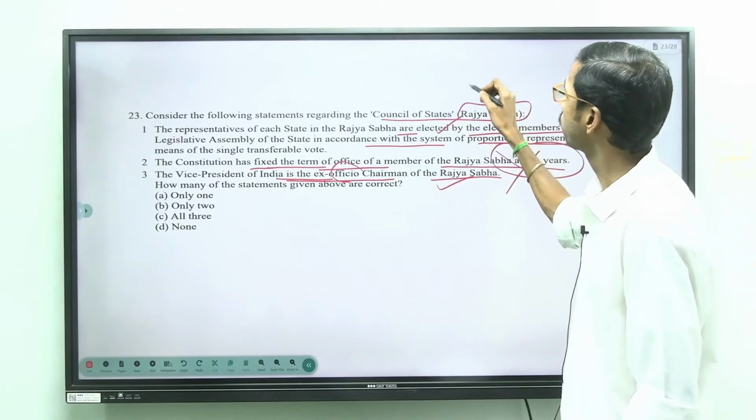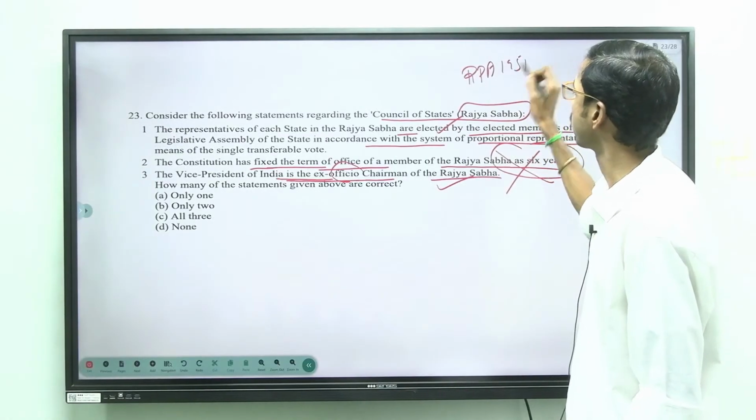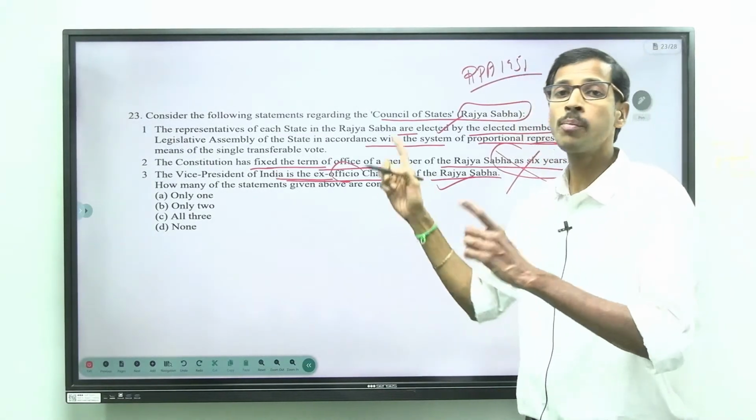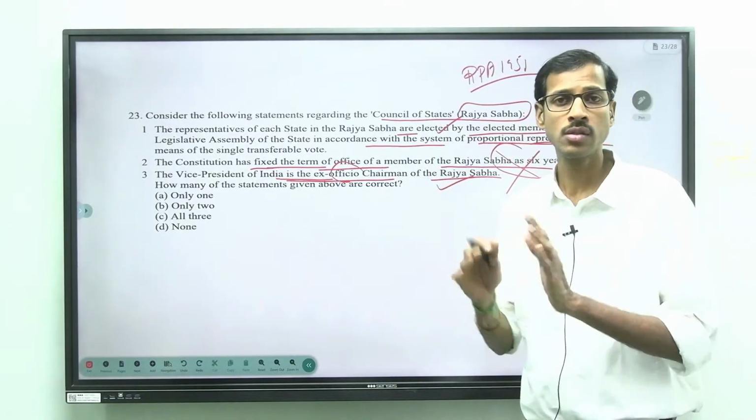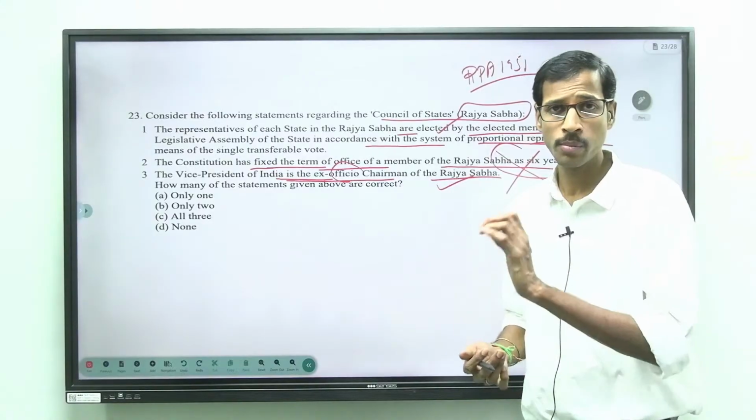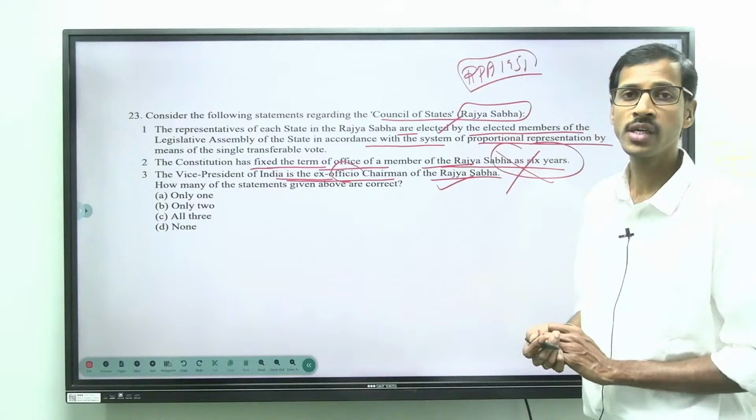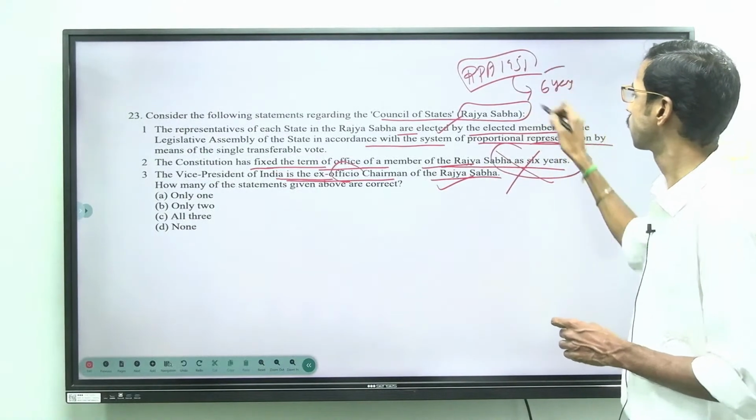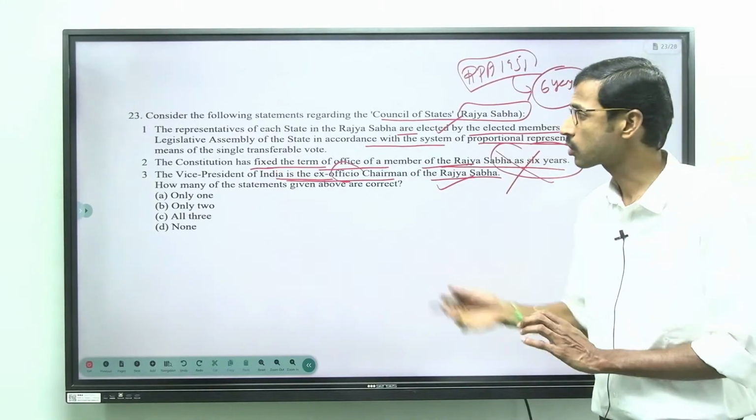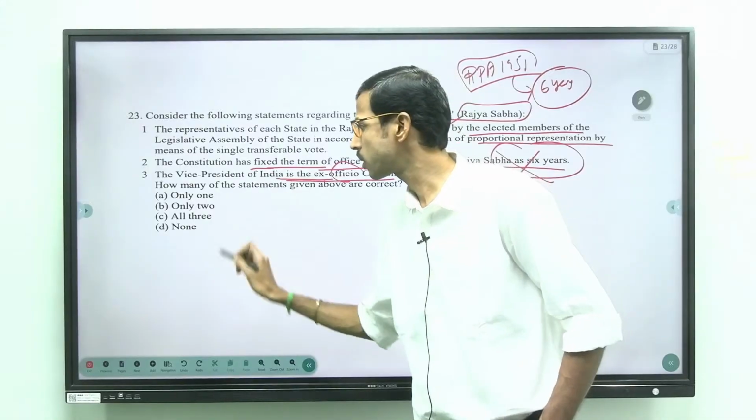So that's why, if you see the Representation of People Act 1951, it is up to the Parliament only. Parliament can fix this. That is completely given as a power to the Parliament, right? So that's why the Representation of People Act 1951 fixed the 6-year term for the Rajya Sabha, right? So the Constitution has not fixed it. So 1 and 3, only two statements are correct.